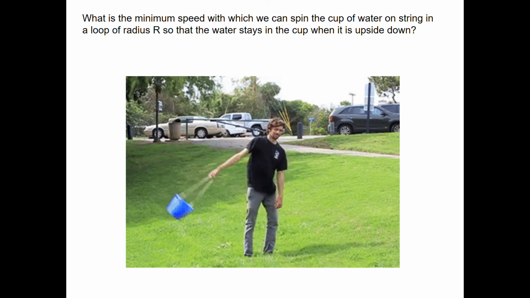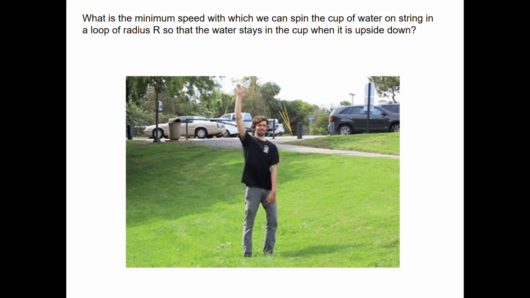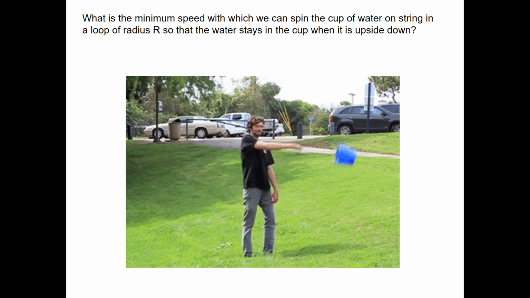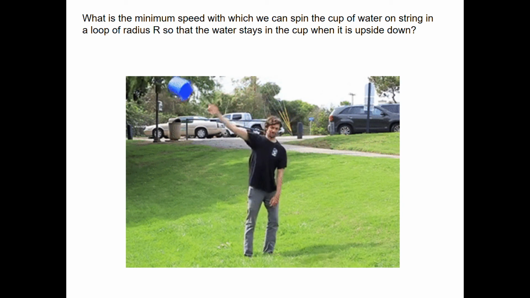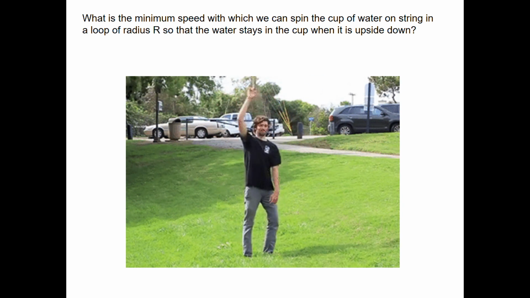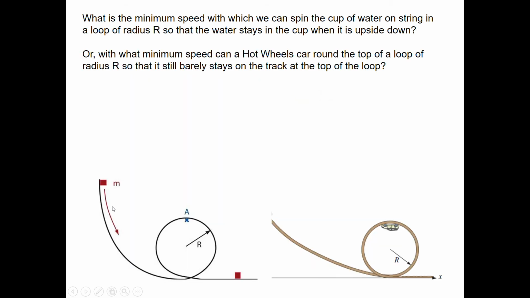So the question we want to answer is, what's the minimum speed at which we can spin this bucket of water on a string in a loop of radius r so the water stays in the cup when it's upside down? Feels like if you go too slowly that it's going to spill out, and that is indeed true. It's similar to this kind of problem.